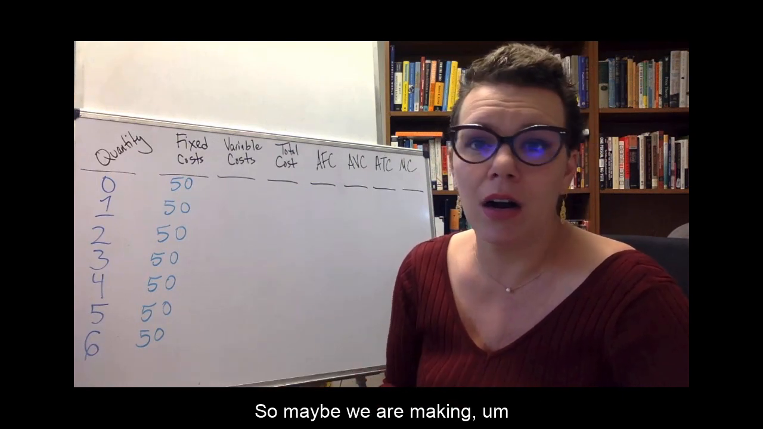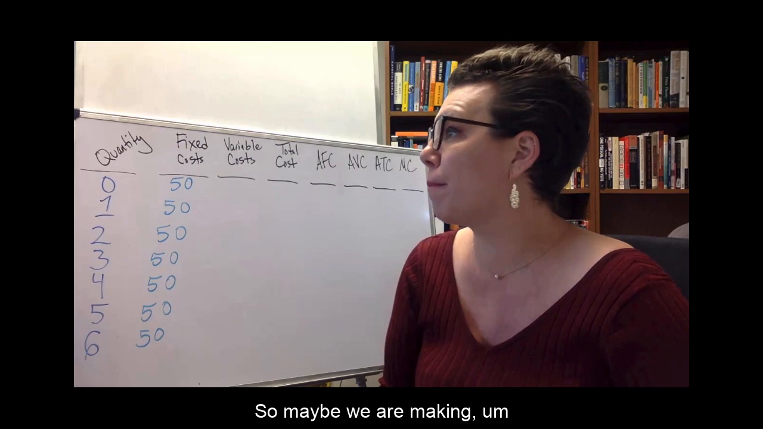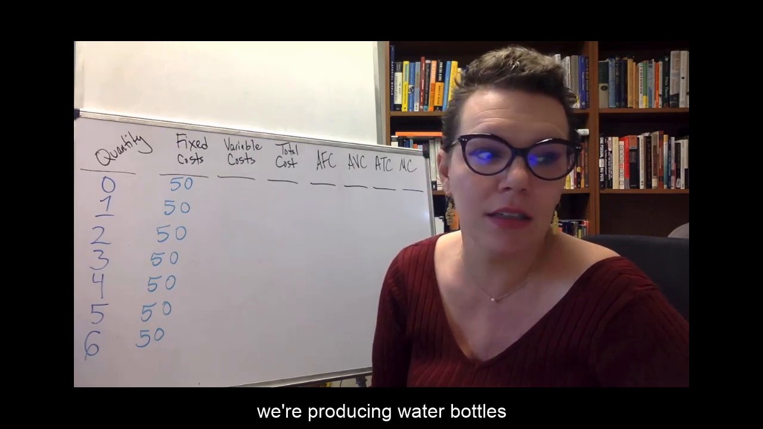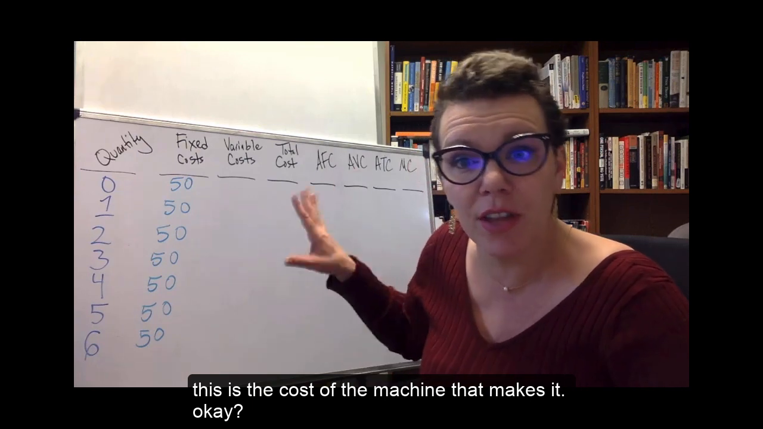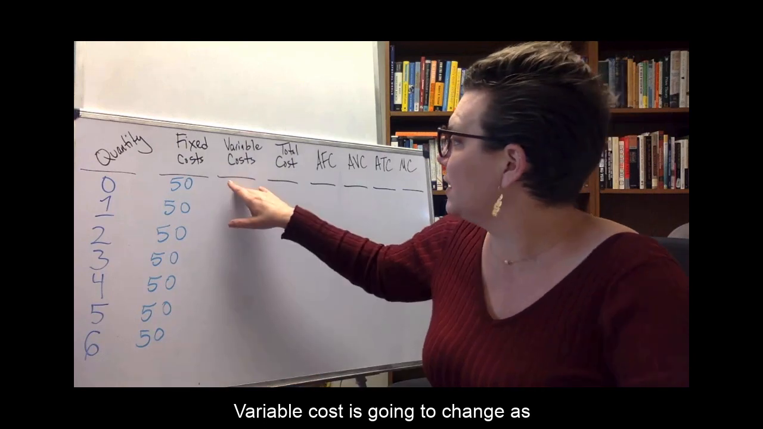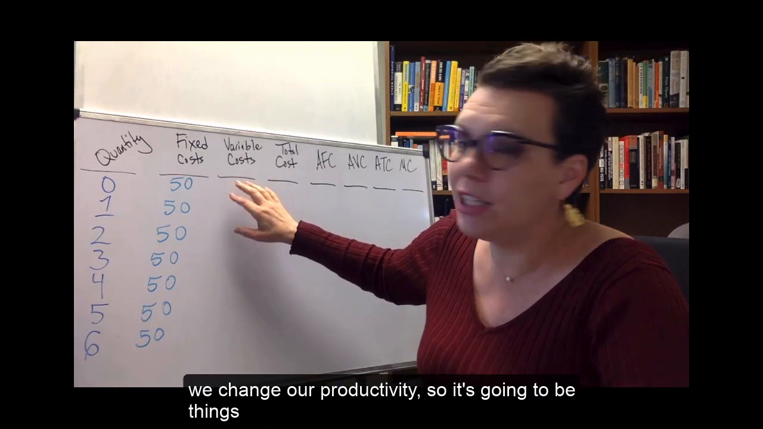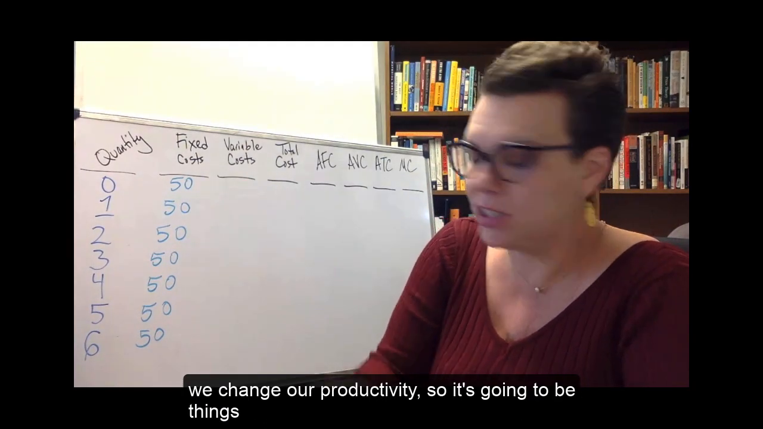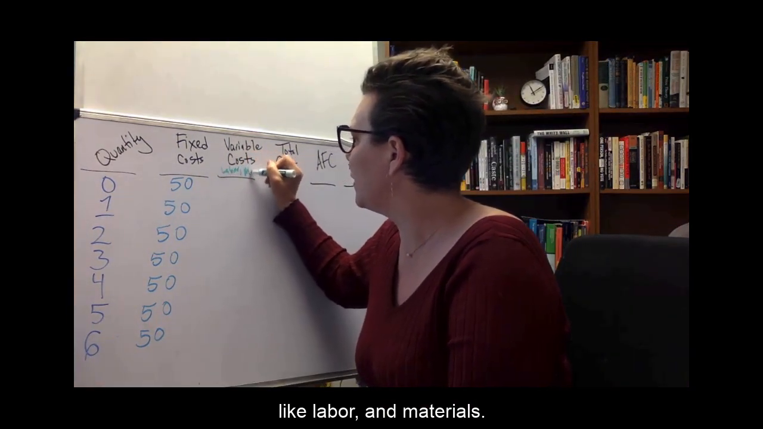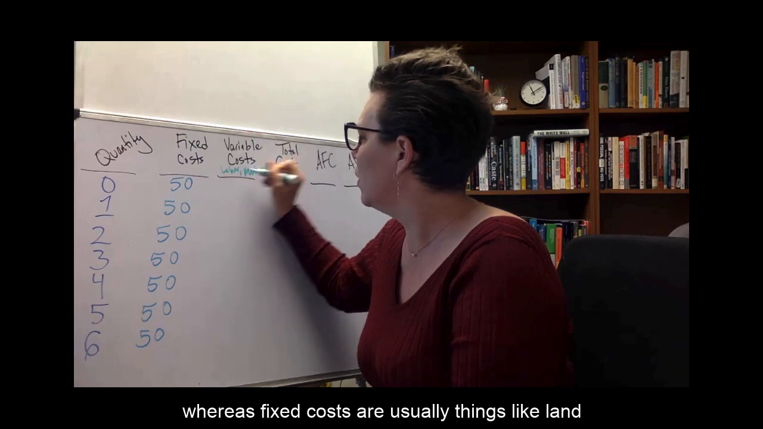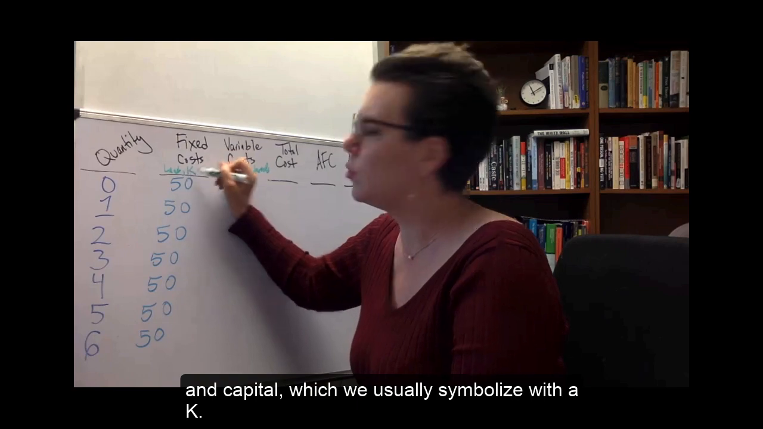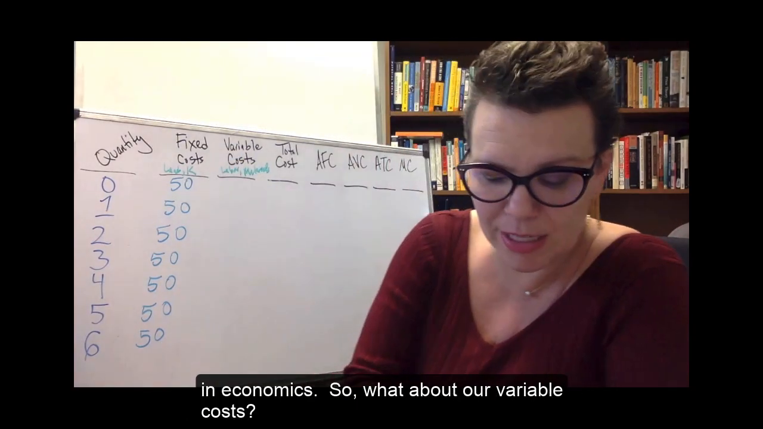So maybe we are producing water bottles. This is the cost of the machine that makes it, okay? Variable cost is going to change as we change our productivity. So it's going to be things like labor and materials. Whereas fixed costs are usually things like land and capital, which we usually symbolize with a K in economics.